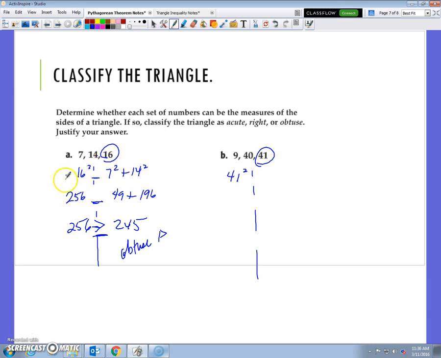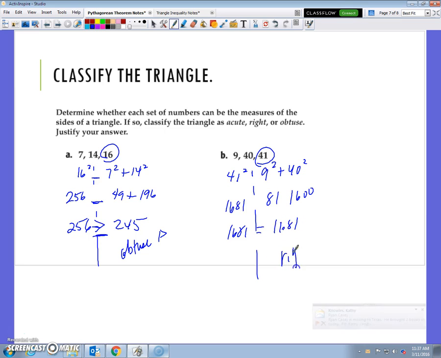Justifying your answer would be this work. That's fine. And so again, I know that the hypotenuse squared is going to be either bigger than, less than, or equal to the sum of the two legs squared. So let's take a look here. 41 squared is 1681. 9 squared is 81. 40 squared is 1600. And I bet this was a Pythagorean triple multiple. We have 1681 and 1681, so they are equal, therefore it must be a right triangle.